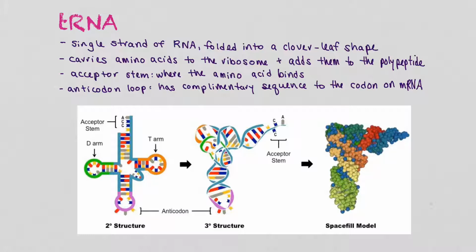And it has two important parts that we need to note. One of them is the acceptor stem, which is where the amino acid is going to bind. And the other part is the anti-codon loop, which will have the complementary sequence to the codons that are found on mRNA.